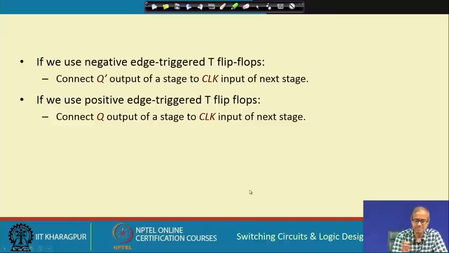To summarize, if you use a negative edge triggered flip flop, then we will have to connect the Q bar output to the clock input of the next stage. But if you use a positive edge triggered flip flop, then you can directly connect the Q output to the clock input. This will result in a down counter.